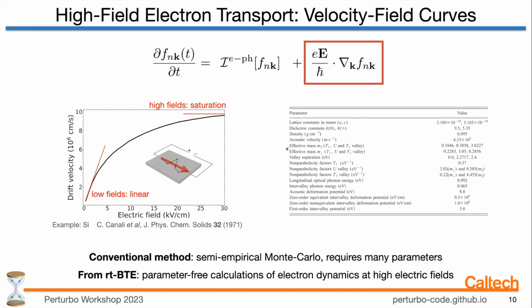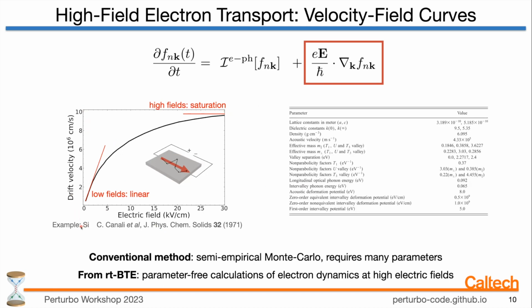So why is it interesting? One of the applications of such dynamics can be the velocity field curves. In particular, we might be interested in what happens to our system when we apply a strong field, and what will be the steady state or the drift velocity of electrons when we apply such high fields. A typical curve is presented here.